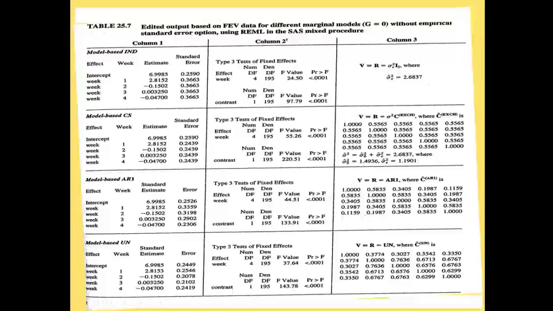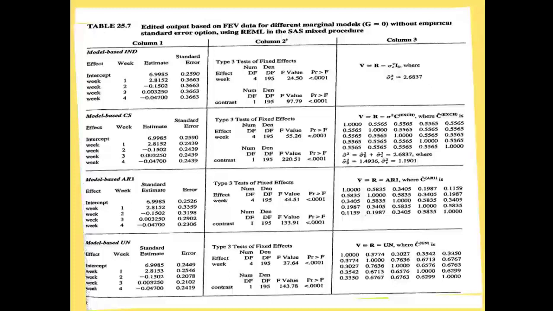What about the last one, unstructured? You notice the last one, unstructured? All the correlations are different. Why are they different? Because that's what you mean by unstructured. So you get what you ask for, in a sense. And it doesn't seem to make a difference about the overall test.